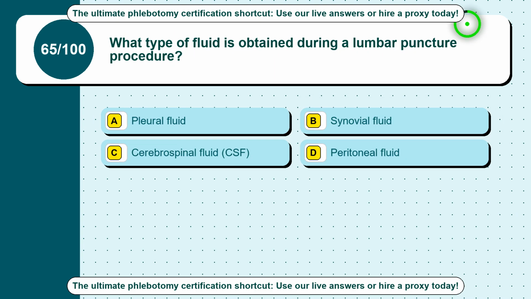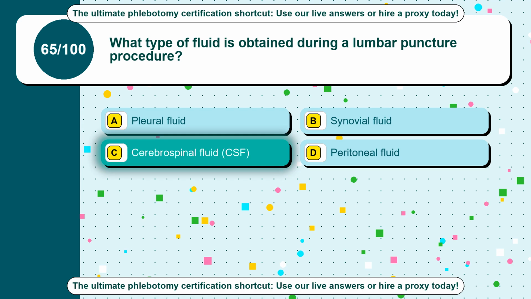Question 65. What type of fluid is obtained during a lumbar puncture procedure? Option A. Pleural fluid. Option B. Synovial fluid. Option C. Cerebrospinal fluid, CSF. Option D. Peritoneal fluid. The correct answer is option C.